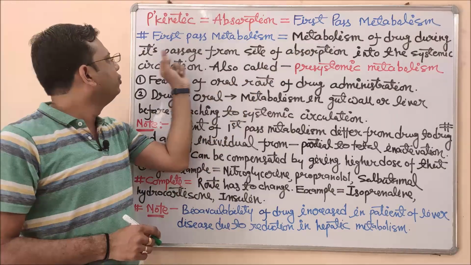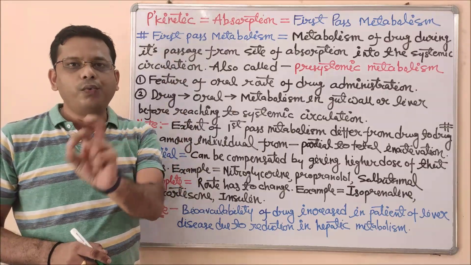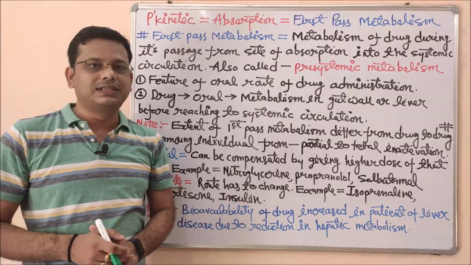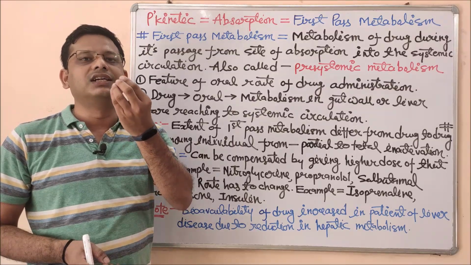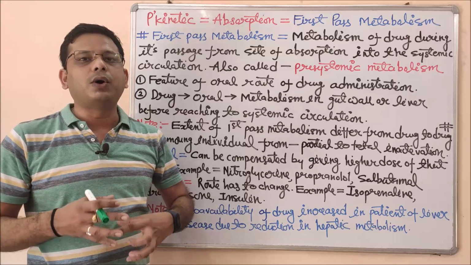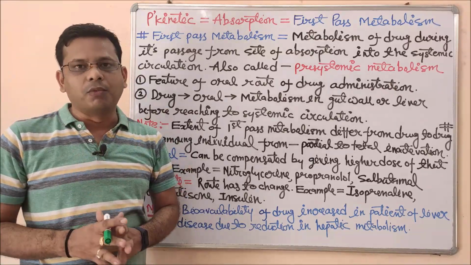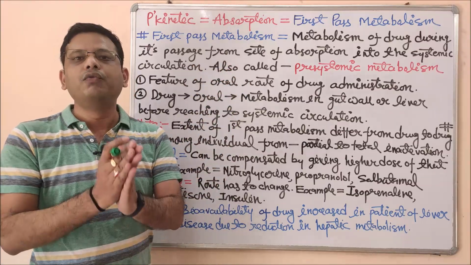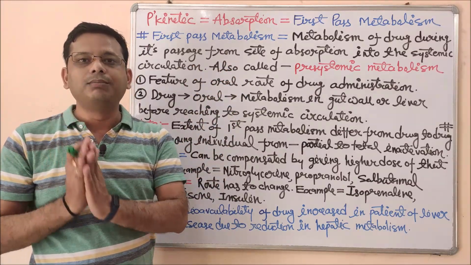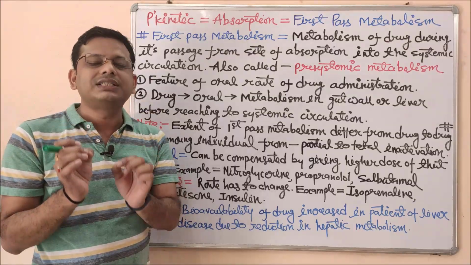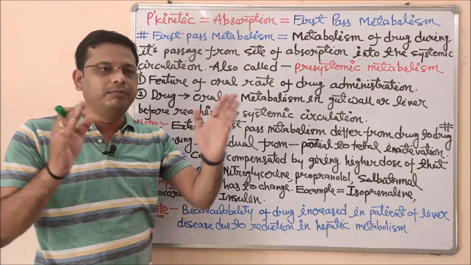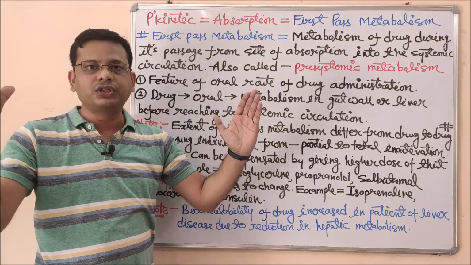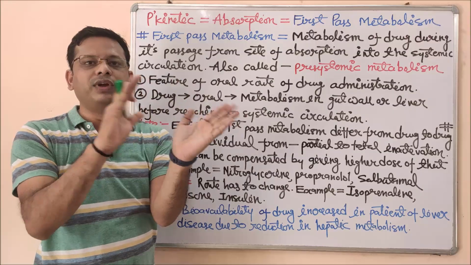Metabolism of the drug during its passage, from where it is passing, that is from its site of absorption to the systemic circulation. If I am giving any drug through the oral route, the site of absorption is either the gut or the small intestine, and from the site of absorption to the systemic circulation means movement of the drug from the intestine towards the blood vessel or bloodstream. So first pass metabolism takes place in between these two, the site of absorption and availability in the systemic circulation.